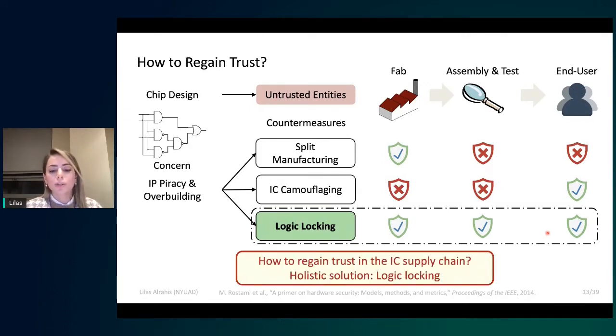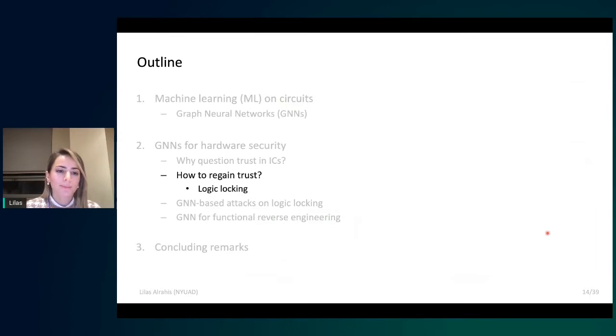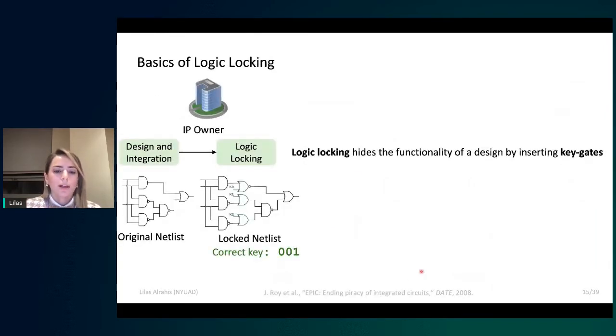So, how to regain trust in the IC supply chain? One holistic solution is logic locking. So what is logic locking? Logic locking hides the functionality of the design by inserting key gates that are controlled by newly added key inputs.